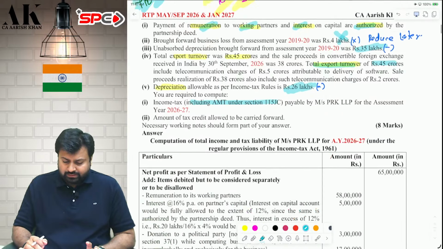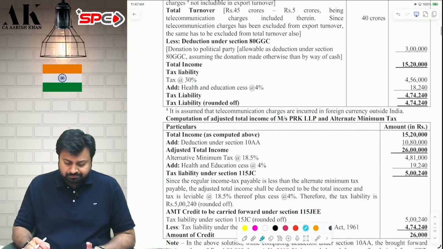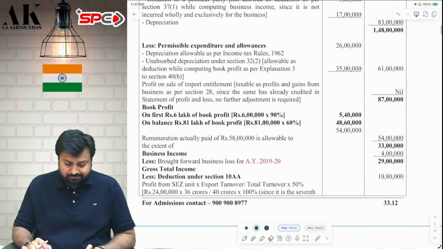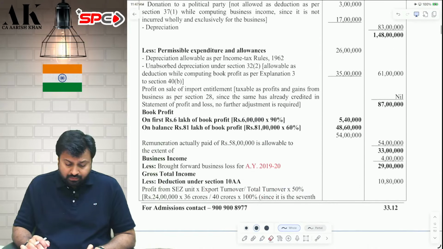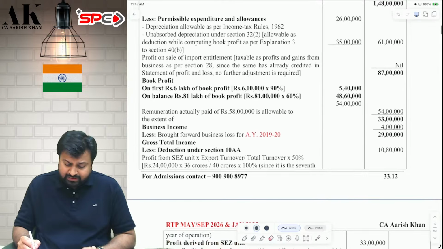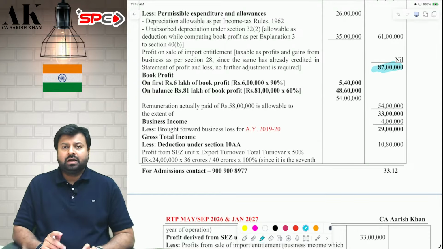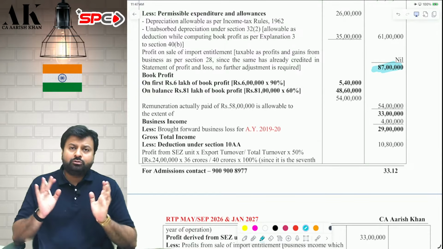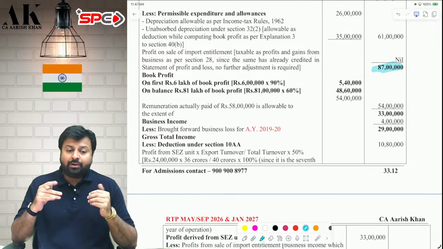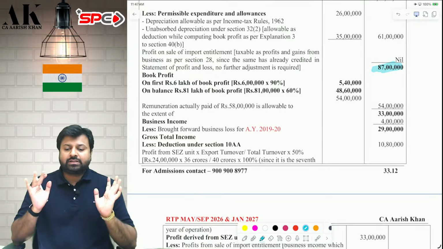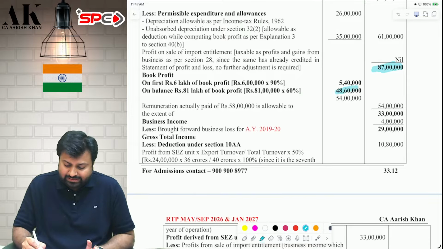After doing all these things, you will get this, your book profit. Your book profit is how much? 87 lakhs. Now, on this 87 lakhs, you will compute your remuneration. How will you compute remuneration? Up to 6 lakhs, 90% of book profit, and above 6 lakhs, 60% of book profit. It comes to 48 lakhs 60,000 rupees plus 5 lakh 40,000, total 54 lakhs.